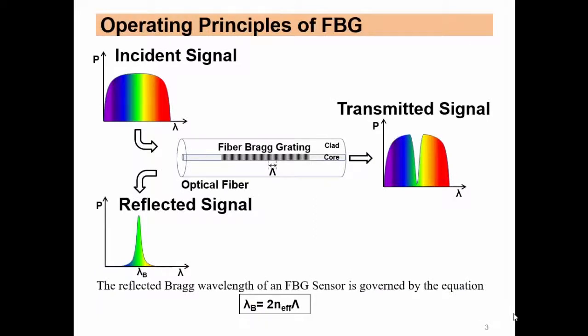We are using fiber Bragg grating sensors. Two talks in the morning were related to FBG, so I will cover it quickly. When a broadband signal is incident on a fiber Bragg grating sensor, a particular wavelength called the Bragg wavelength will be reflected back. This Bragg wavelength, lambda B, depends on the pitch of the grating and the effective refractive index of the fiber.